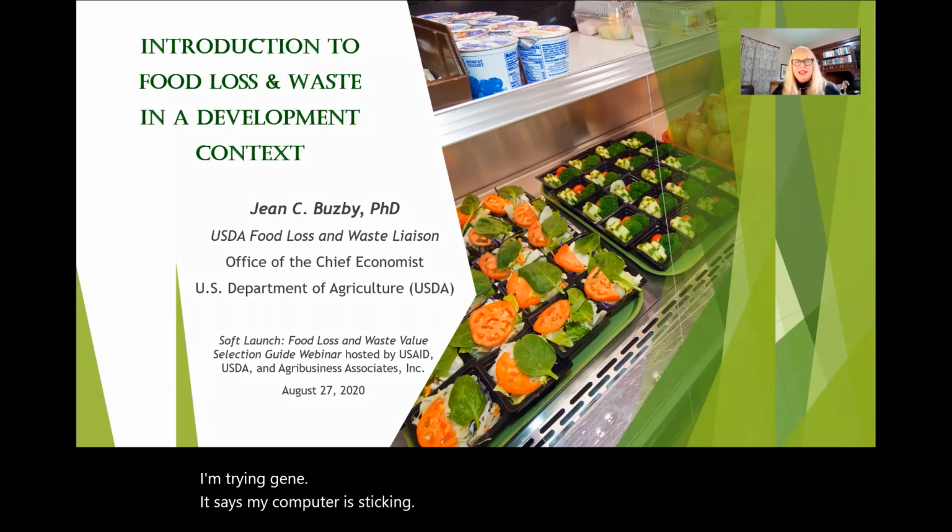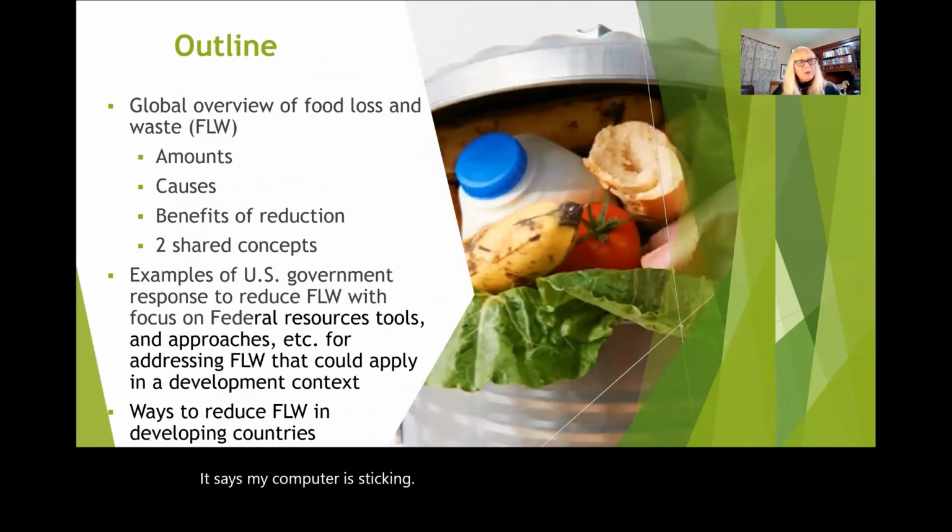So basically what I'd like to do is start out with a global overview of the amount of food loss and waste, and then talk a little bit about the causes as well as the benefits of reducing food loss and waste. I'll share with you quickly 2 concepts that I've learned from my measurement studies. I'm going to also share with you a little bit about the U.S. government response to reduce food loss and waste with a focus on USDA resources that could help in a development context. And then I'll conclude with ways to reduce food loss and waste in developing countries.